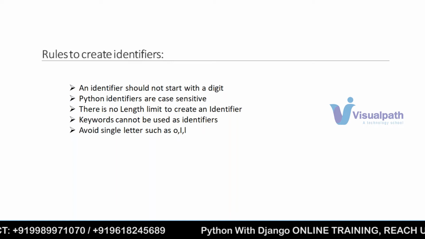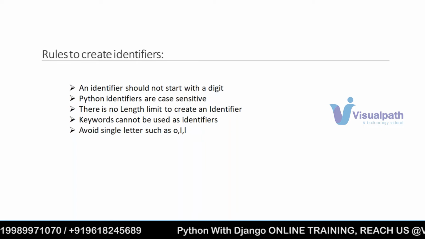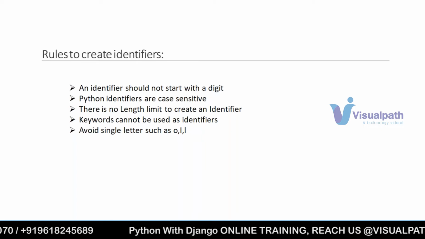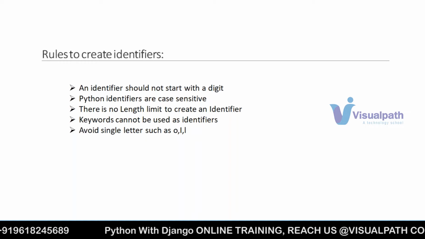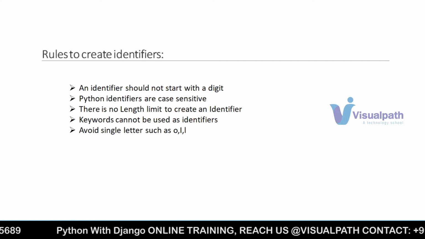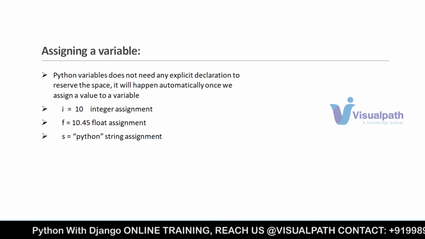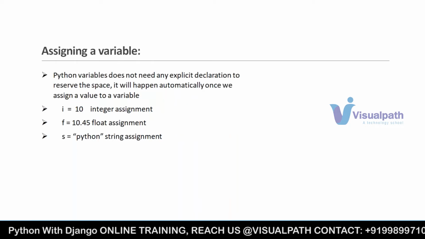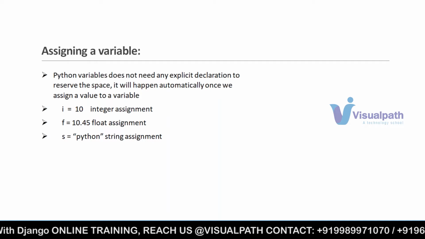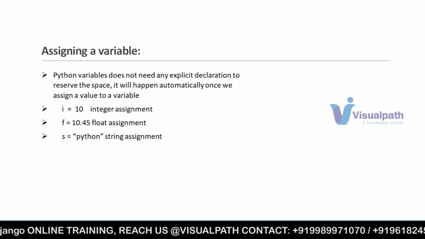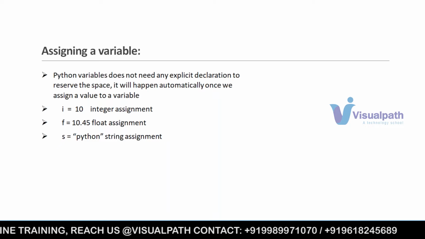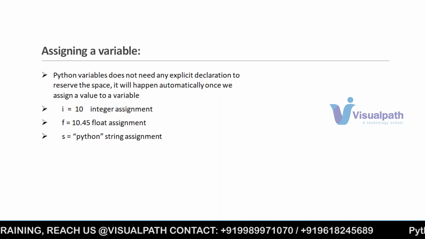For any programming language, identifiers, keywords, and variables are the basic building blocks, right? Next, see in what all ways we can assign variables. Note down: a Python variable does not need any explicit declaration to reserve a space. It will happen automatically.